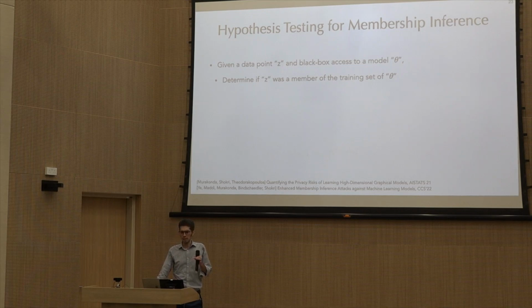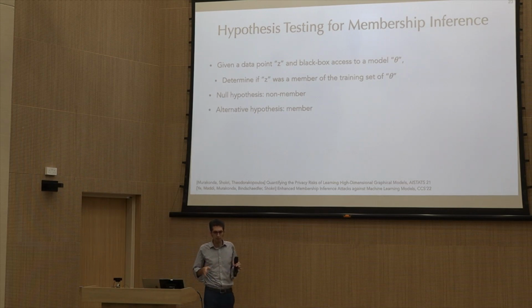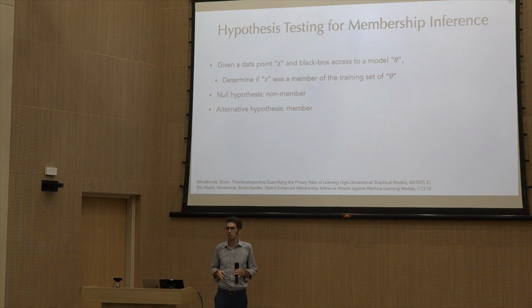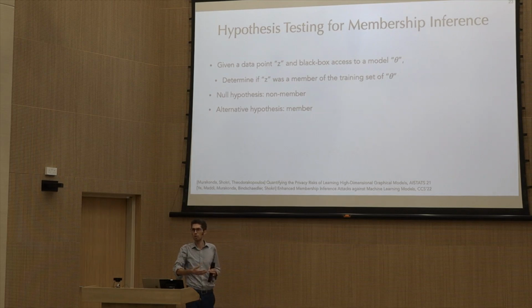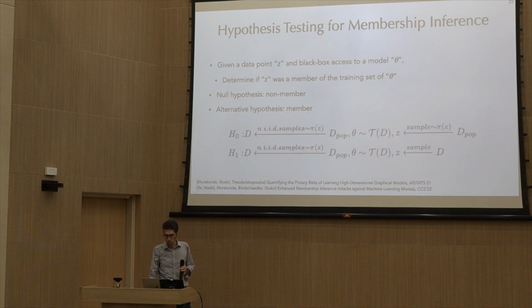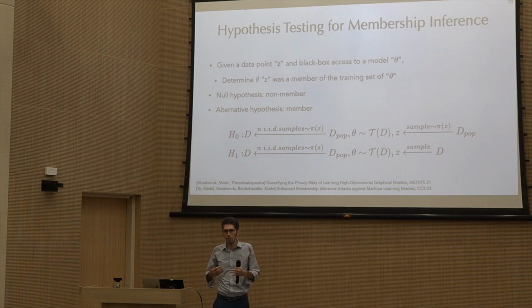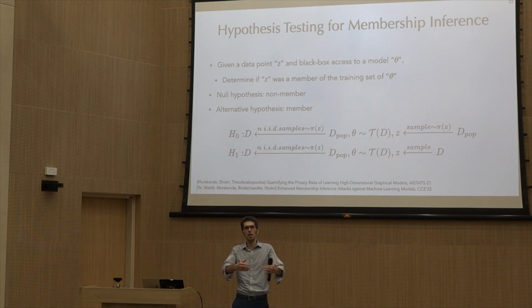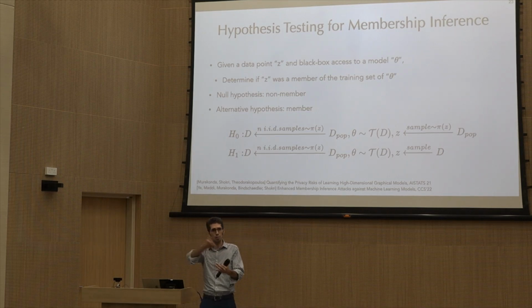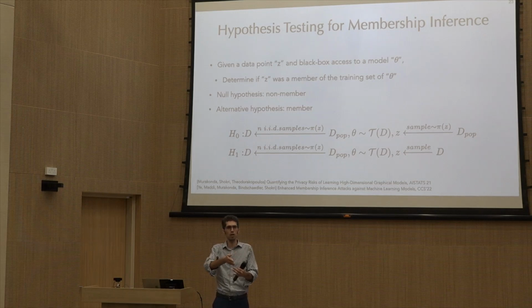Hypothesis testing says, okay, so for this problem that we have, we have a null hypothesis given Z and a model theta. The null hypothesis is that Z is a non-member, and the alternative hypothesis is that it is a member. Right? The two worlds. Am I in this world, or am I in the other world? So what we need to do is to simulate the worlds and see what the probabilities of creating each of these worlds are. Because if Z is a member, it means that some data was sampled for the training, and then a model was trained on it, and Z was actually sampled from the training data.